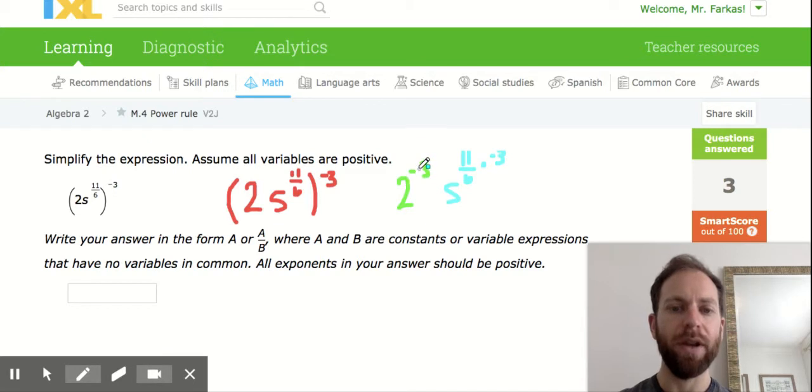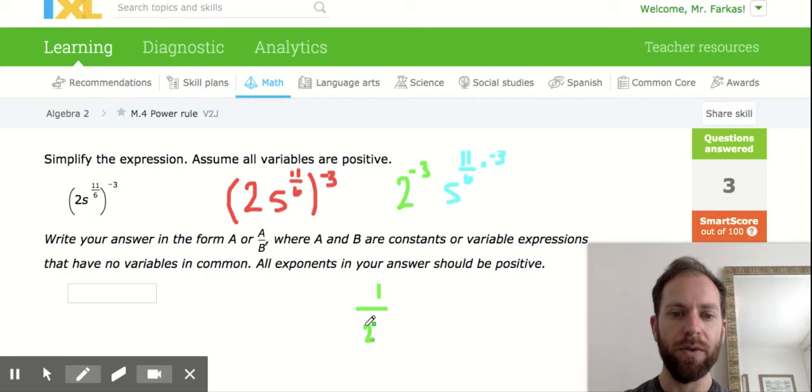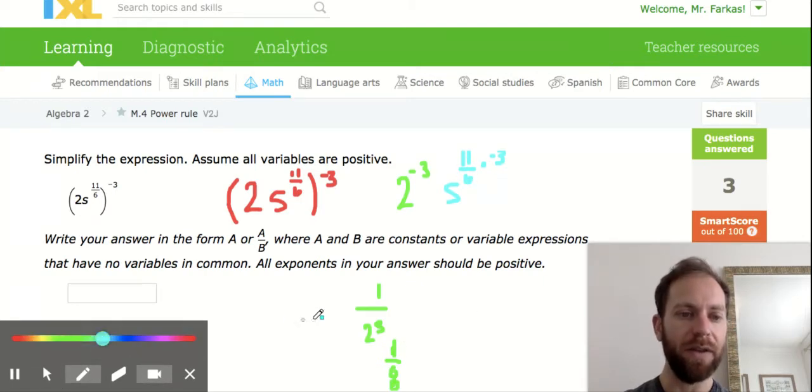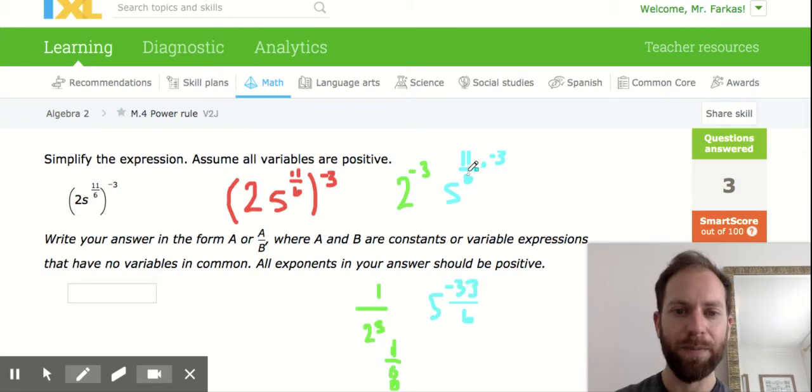So let's see, 2 to the -3rd power, that's the same as 1/2 to the +3rd power, which is just equal to 1/8. That's going to be our coefficient. It's an 8, and that's a 1. And then here, for the s value, we're going to have s to the -33/6th power, right? Now remember, when you have a negative power here, that's like putting it positive and on the bottom, right? So what we're going to do is we're going to write s.